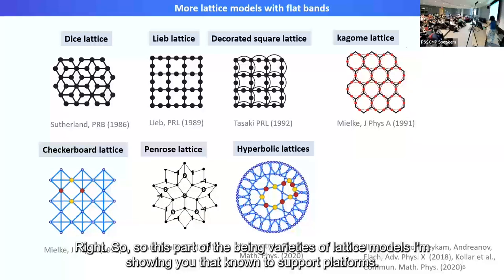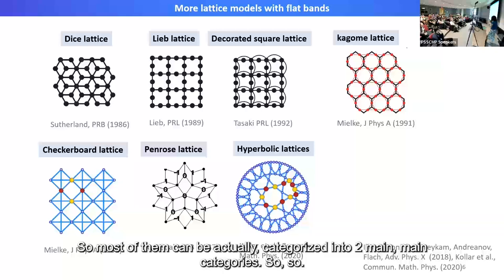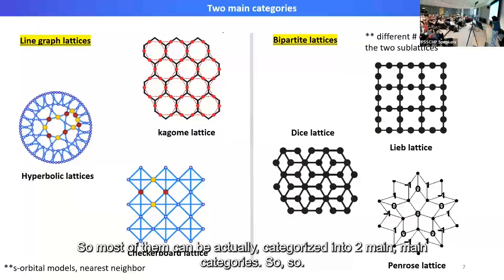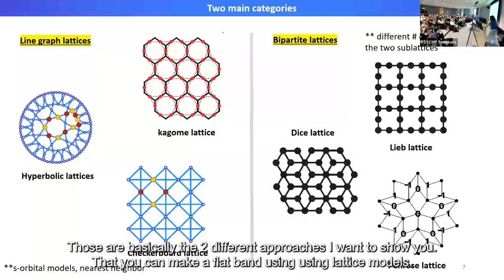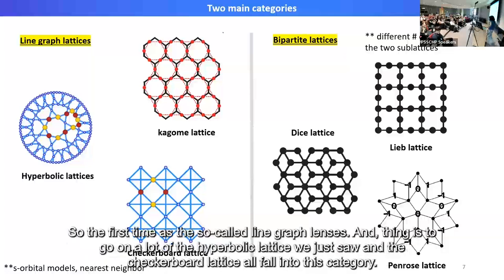So despite the variety of lattice models I'm showing you that are known to support flat bands, most of them can actually be categorized into two main categories. Those are basically the two different approaches I want to show you for making flat bands using lattice models. The first kind is the so-called line graph lattices. And the Kagome lattice, the hyperbolic lattice we just saw, and the checkerboard lattice all fall into this category.